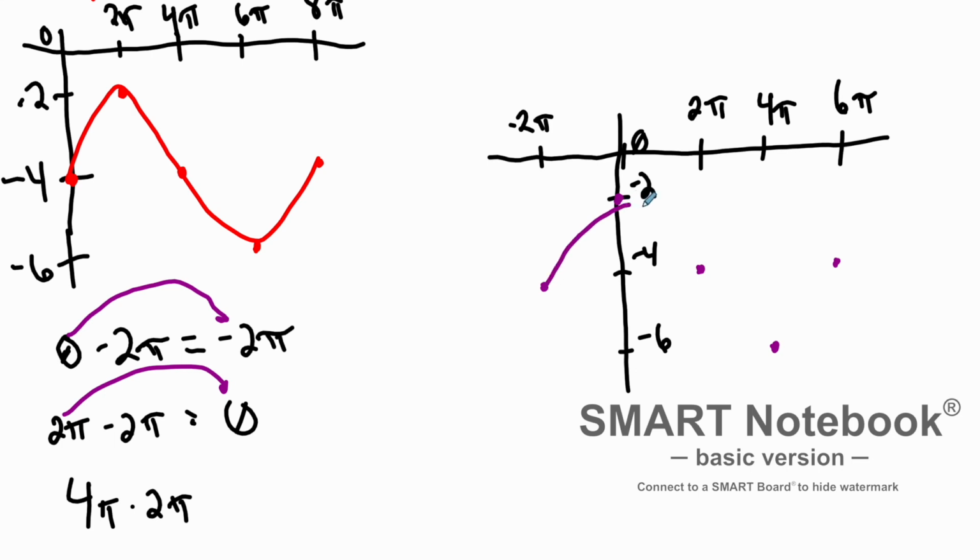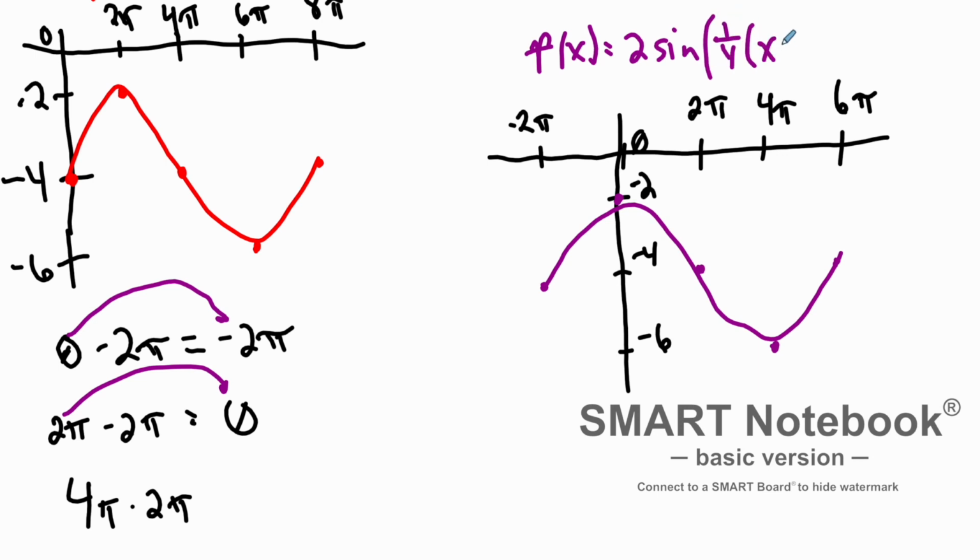So here is your final graph for this function. And again, this is f of x is equal to 2 sine 1/4 parenthesis x plus 2 pi, close parenthesis, minus 4. Final graph there.